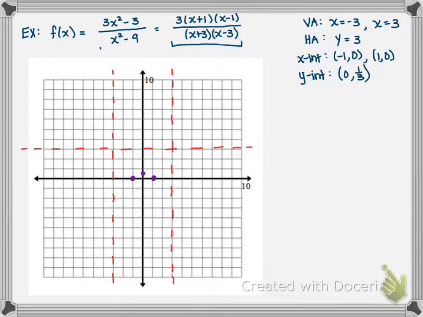On the left side of that vertical asymptote, there's 2 options for what my graph could look like. It can either go like this, or it can go like this. Anybody have an idea of which one it has to be? Top or bottom? Top? Why? Because the leading coefficient is positive. So you're right, it is the top.